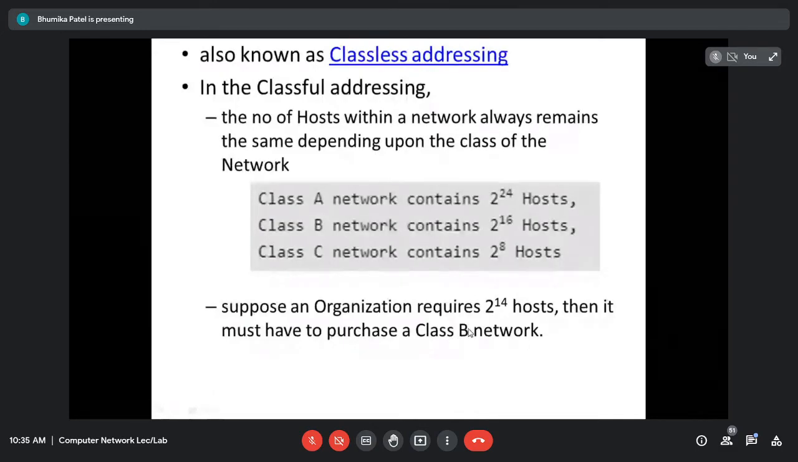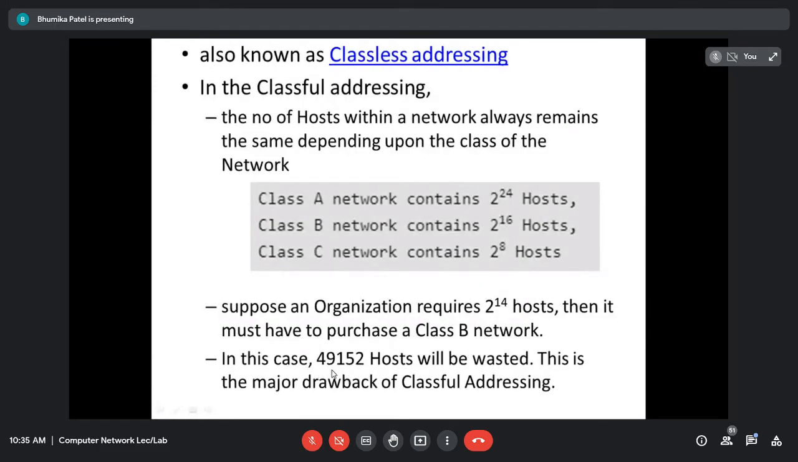If I buy the class B network with 2 raised to 16 hosts, then obviously 49,152 hosts will be wasted, because my requirement is 2 raised to 14. So 2 raised to 16 minus 2 raised to 14 is 49,152 IP addresses that will be wasted. That means this many IP addresses cannot be assigned to any devices, because my requirement is only 2 raised to 14.